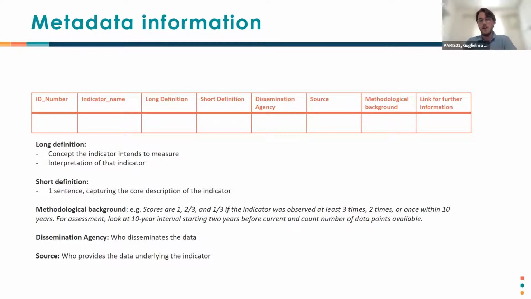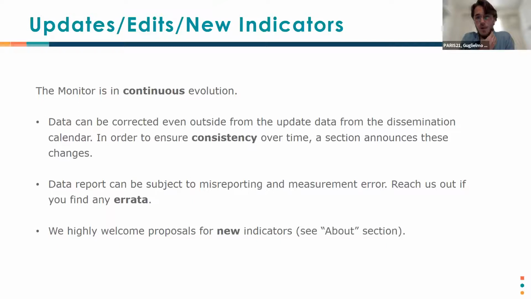Finally, regarding where the data come from, we provide information on the source and dissemination agency, and most importantly, the methodological background: what each score means, and whether we are talking about a binary indicator, a categorical indicator, a continuous value, or so on.